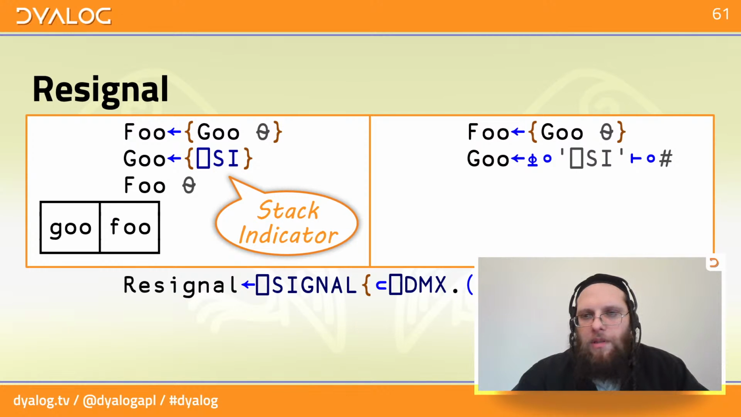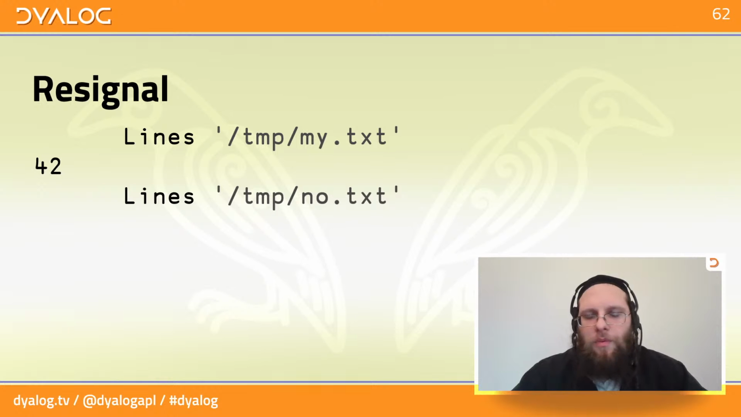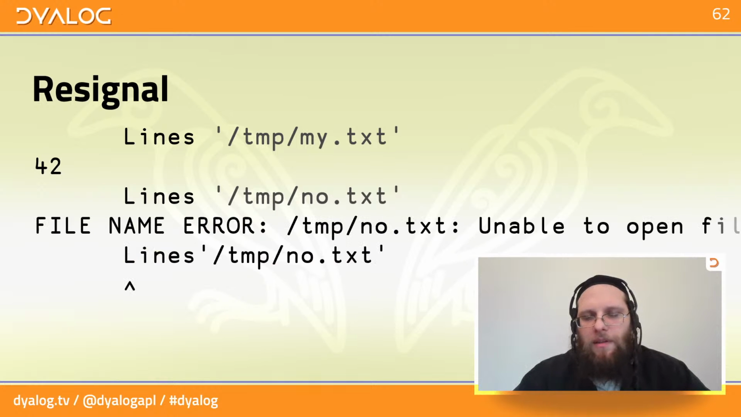And if we instead use a tacit definition of goo, which we have here, yes, it looks complicated, and that's because we need to run quad SI, which is an array, not a function, so we have to jump through some hoops. But don't worry about the formulation. Just see there are no braces here, so this is a tacit definition. Then we can see that goo doesn't occupy any stack frame, and we only get foo. And now when we run lines, then it behaves the way we want, even though we're using the Resignal function.